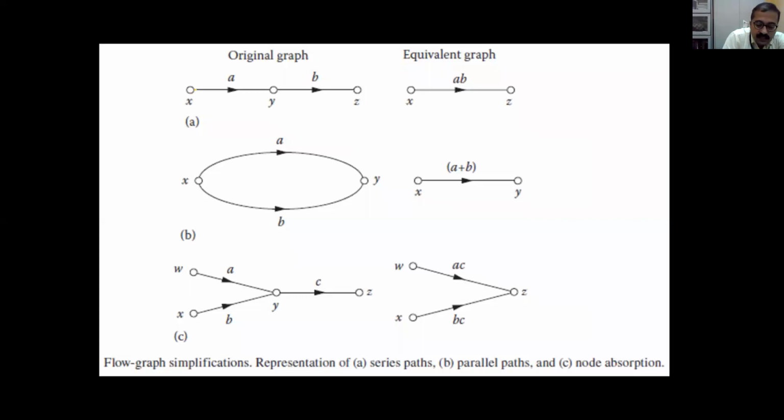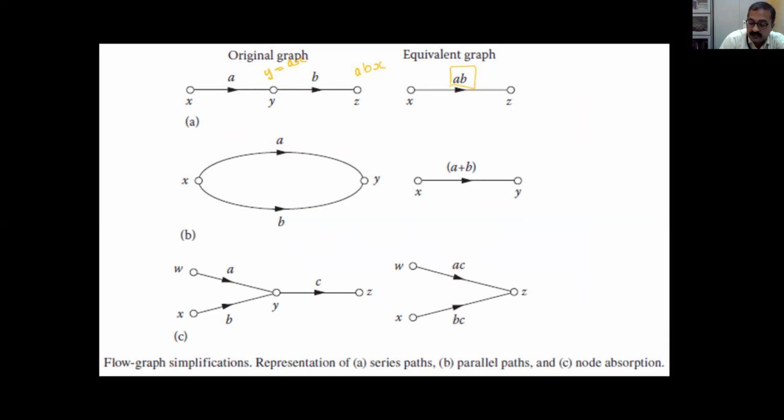Now, see here the input signal is X. There's a gain of A. This node has a signal Y. This node has a signal Z. So what will be Y? Y will be equal to A into X. Fine. And what will be Z? Z will be AB into X. So it can be replaced by a single branch whose gain is AB.